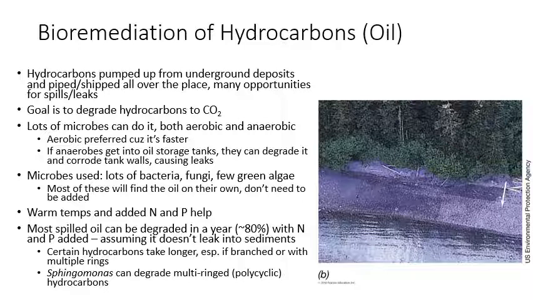In the picture, you can see a section of a bank where oil had been spilled. This part where it's brighter is where they had injected nitrogen and phosphorus to speed up bioremediation. And these areas where it's darker did not get any extra nutrients, and so it's still dark with oil there, basically. So you can see visually how much faster it is to get rid of that oil if you inject extra nutrients for the microbes that can degrade it.